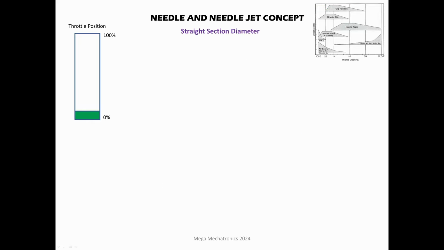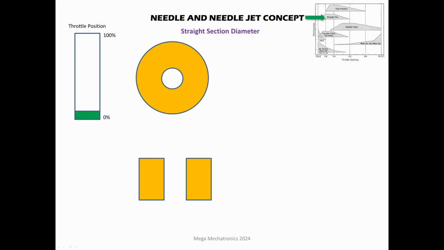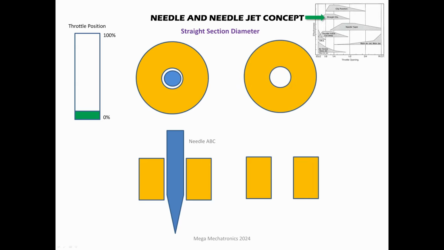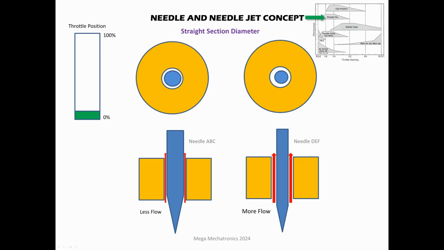So let's look at our straight section diameter, and you can see our throttle position is back down to idle. And if you look at the chart, you can see the straight diameter is more effective at that really low throttle position. So even off idle. So we have our needle jet, and we have needle part number ABC. We have another needle jet and a needle part number DEF. You can see they're both at the same height. But the one big difference you can see with needle DEF is that it has a smaller straight section diameter. And I hope you're seeing what I'm seeing. So we're going to have less flow with needle ABC. We're going to have more fuel flow with needle DEF because there's more area for the fuel to flow around it.